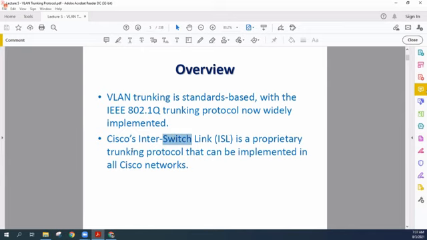So with ISL, a trunking approach is introduced. IEEE also has a trunking approach introduced.